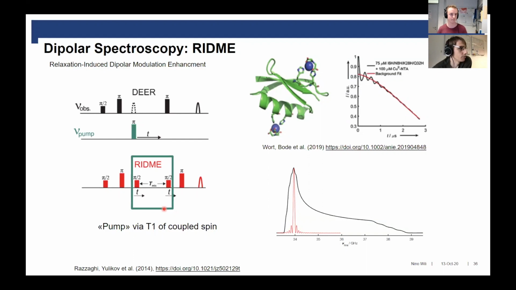A quick question from Thomas Schmidt. What do you think about how EPR or NMR can be used conjointly to tackle biological problems? And why don't more people do that?